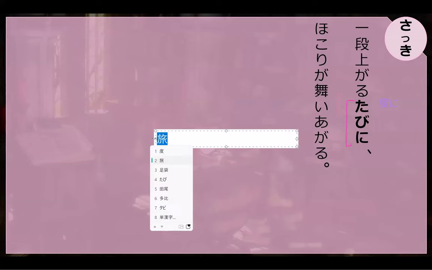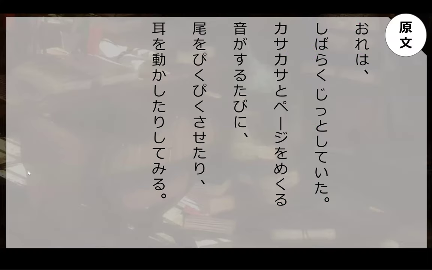Do you know what tabi means? Like tabi ni? A tabi has nothing to do with the journey, right? Tabi as a journey has a different kanji. This is referring to time, how many times one does something. So tabi ni is every time. Every time I go up a step, dust flies up. Agaru. Every time I go up a step, tabi ni.